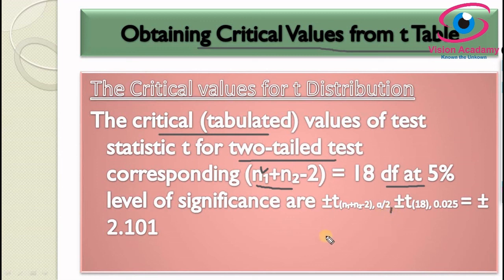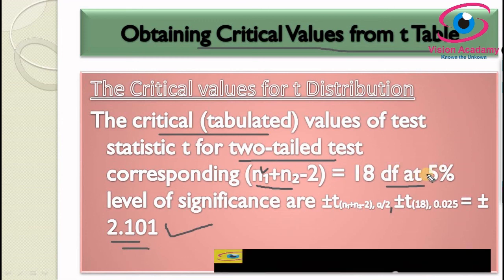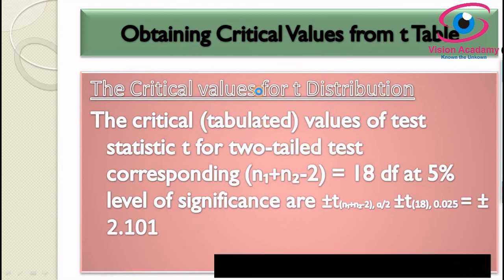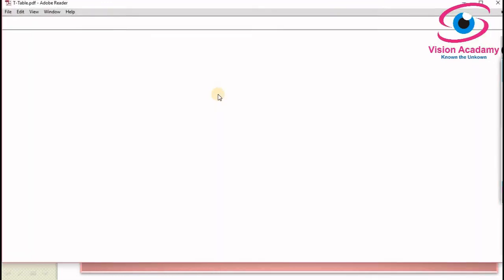Why should I divide alpha by 2? Because we are going to look at critical values of the t table from the upper tail probability distribution of t, which means one-tailed values. So I have to divide alpha by 2 so that I can consider alpha as the one-tailed value. The value we obtain from the table is plus or minus 2.101, which is the critical value for our 5% level of significance at 18 degrees of freedom. I will also show you how to obtain these values from the t table.